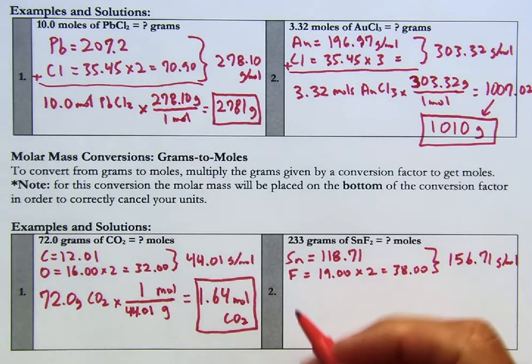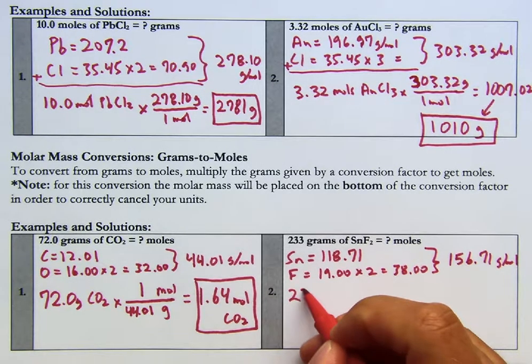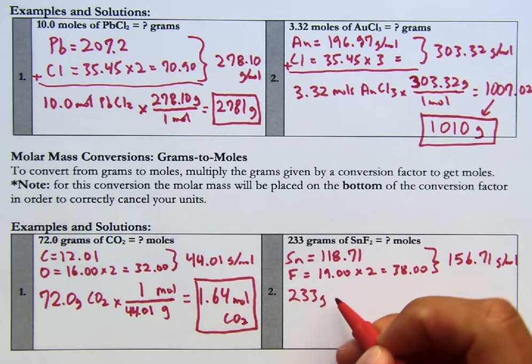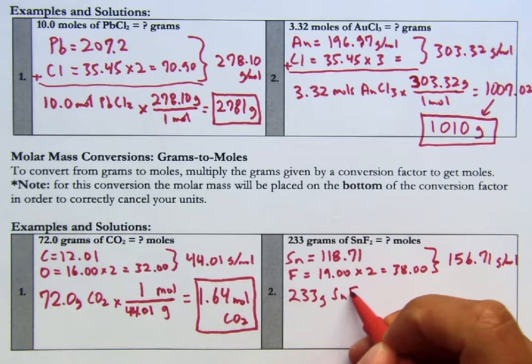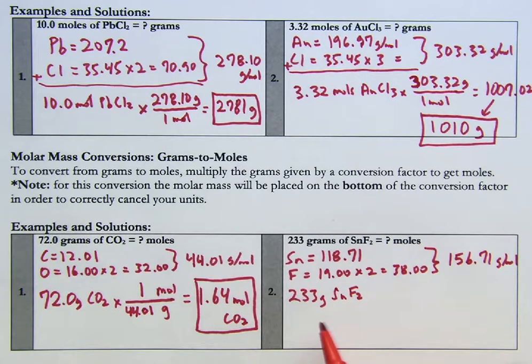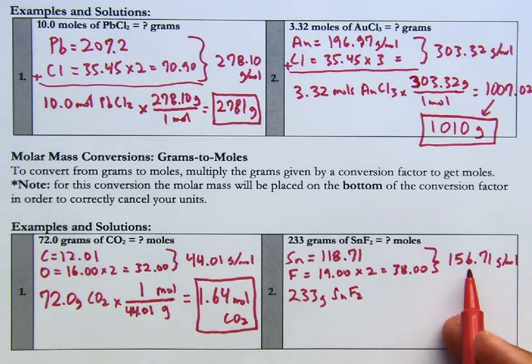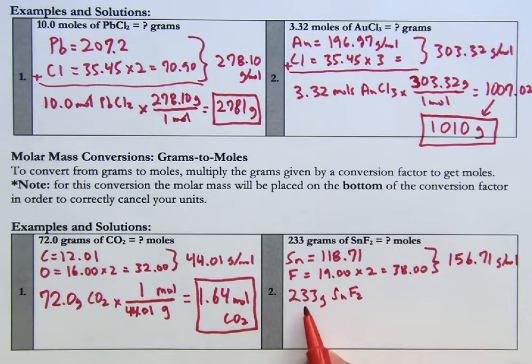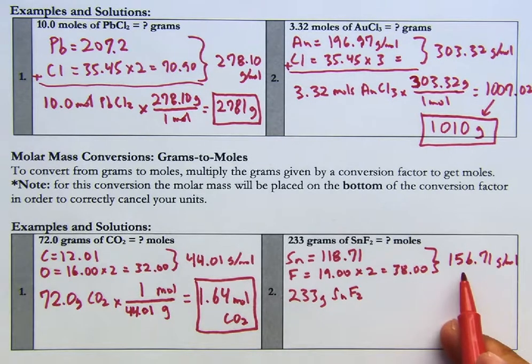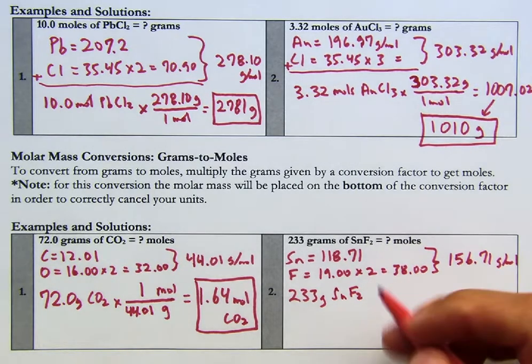Now, you have 233 grams of SnF2. We're trying to figure out how many moles that is. Well, 1 mole is 156. So this is more than that. So it's more than 1 mole, but 2 moles would be like over 300 grams. So it's going to be more than 1, but again, less than 2.